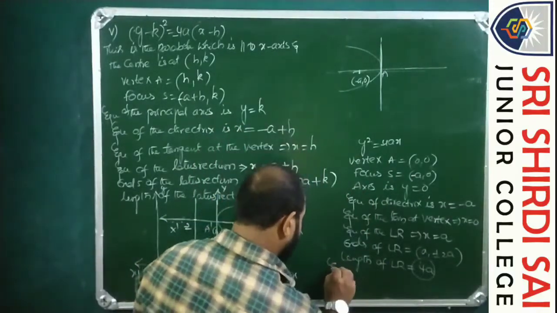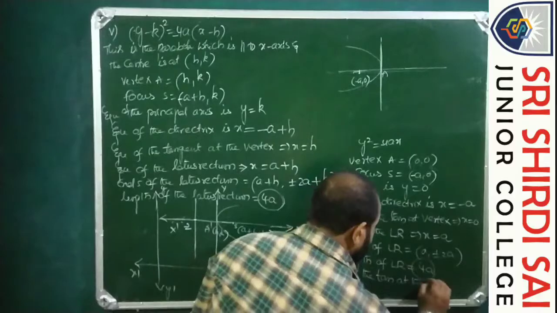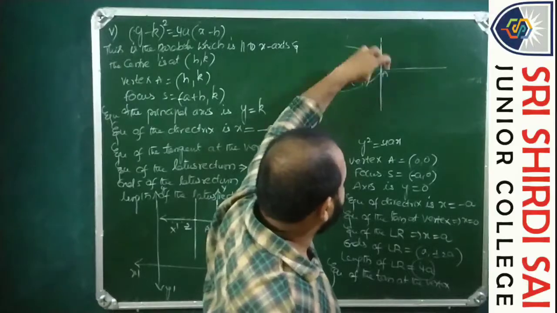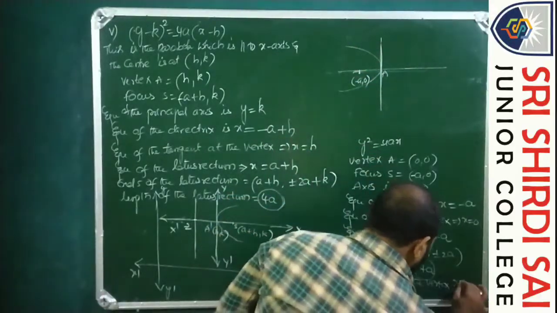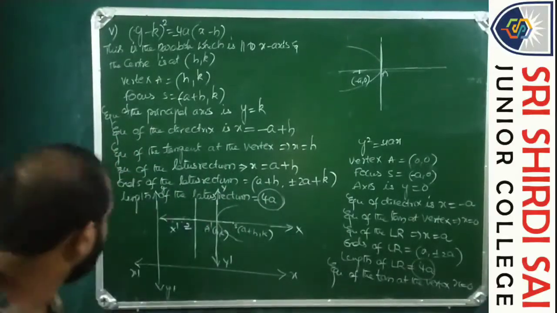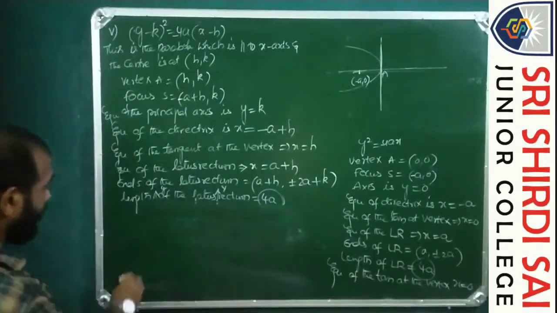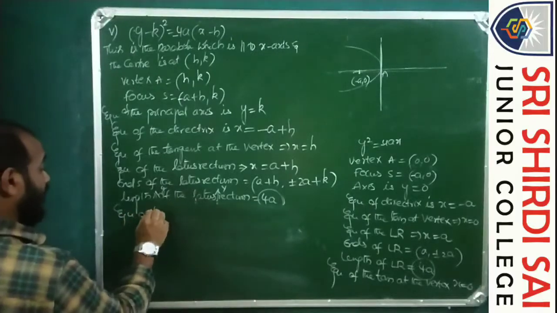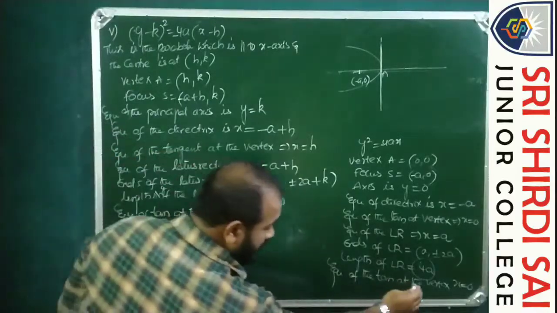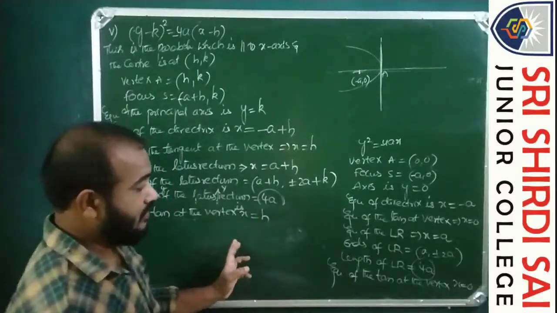Which we did not write, equation of the tangent at the vertex. I'll write here, equation of the tangent at the vertex is equals to what? This is y axis, right? So x equals to 0. So here equation of the tangent at the vertex is, this point we have forgotten earlier, no problem. Now I will add here, equation of tangent at the vertex is x equals to h, okay?